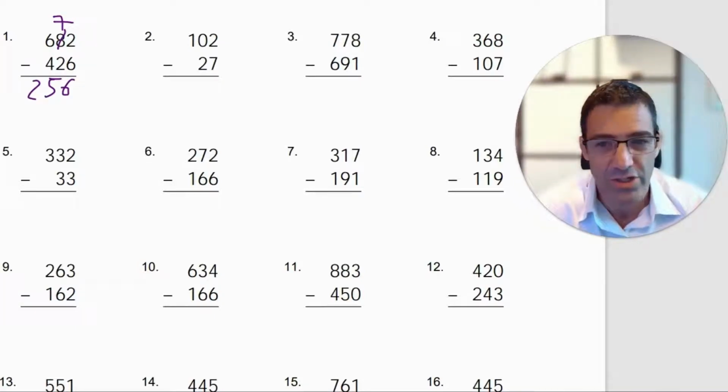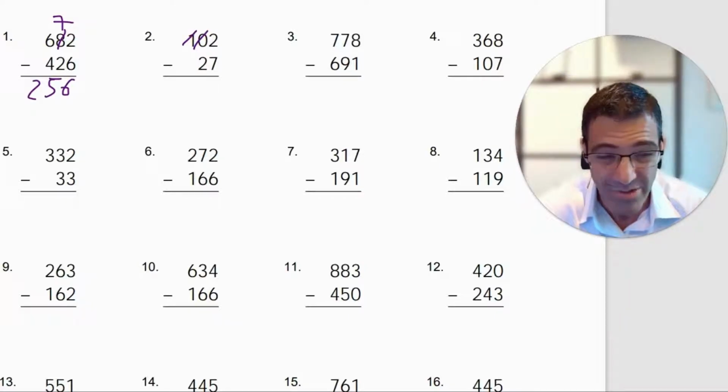Now the second question has 2 minus 7. Again, I have a little problem because I need to take 7 from 2, and I cannot do that. So I'll borrow from the 0. But the 0 in the tens has nothing to offer me because it's a 0. So I need to do what we call a double borrow, which means I'm going to go to the next number and I'm going to borrow from the 1, which means my 0 turns into a 9 because it's 10 minus 1, which is 9.